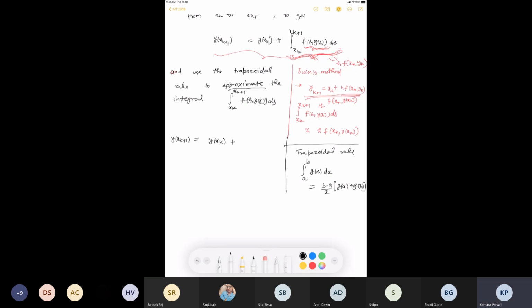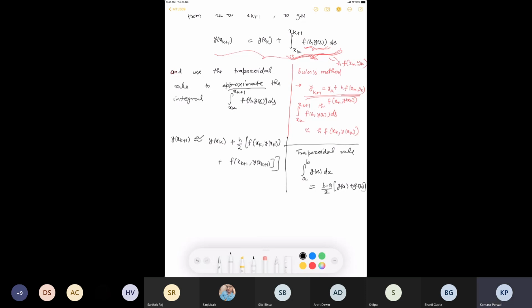So if you evaluate the function at the endpoints, sum it up, multiply by the length of the interval, and divide by 2, right? If we do the same thing here, what do we get? What is the length of the interval? x_{k+1} minus x_k, which is h. So this is going to be h by 2, and then the evaluation of the function at the two endpoints: f(x_k, y(x_k)) plus f(x_{k+1}, y(x_{k+1})).